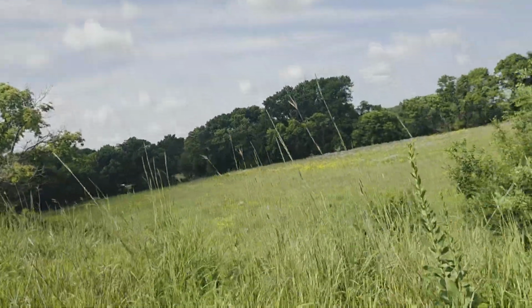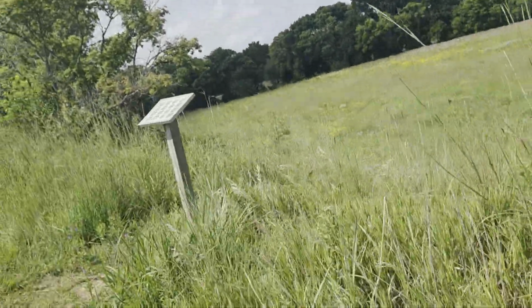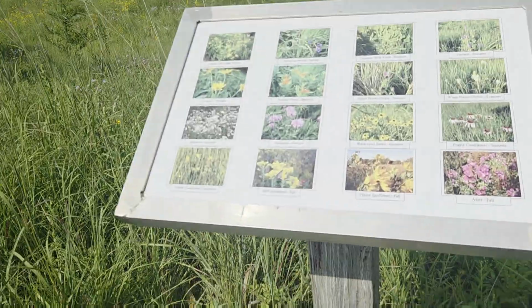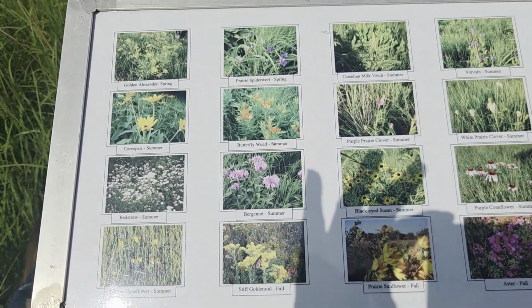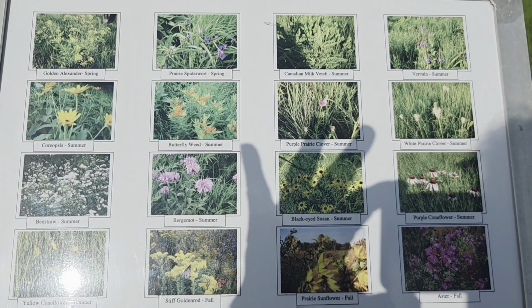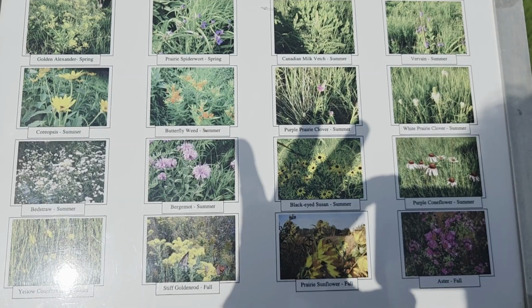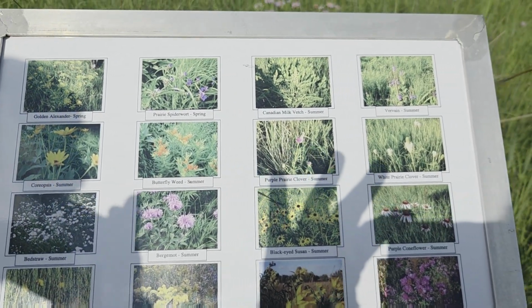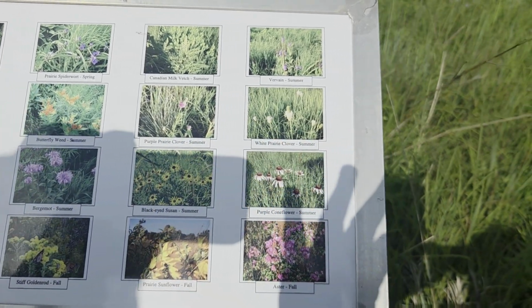Oh, okay, here we go. Here's an interpretive sign. We like the interpretive signs. Helps me to interpret things. Oh, cool. So here we've got the different plants that we have here. Prairie spiderwort, seems like that's a pretty popular one. Yeah, very cool.